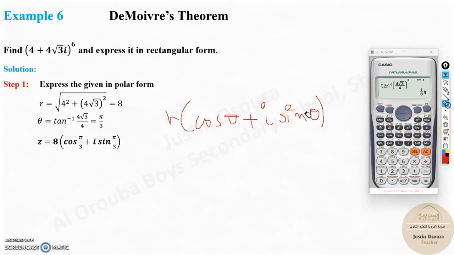Sorry for that r, it's very weird looking. Now over here, r cos theta plus i sine theta. You know r and theta, just substitute over here, you will get the polar form. Okay, this is the polar form. Now is it over? No, you have not put the power.